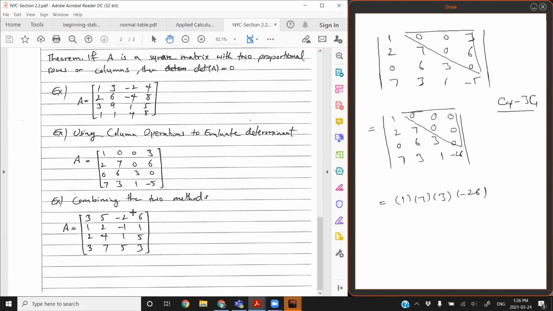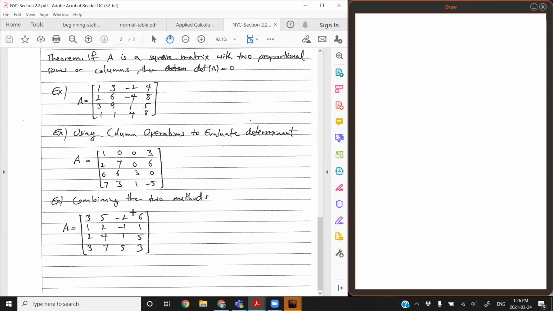The other thing I want to emphasize is that you can also use a combination of both methods, the cofactor expansion method and the row reduction method. Sometimes it makes sense to do a combination. So I'm going to do an example combining the two methods. The matrix is 3, 5, minus 2, 6, 1, 2, minus 1, 1, 2, 4, 1, 5, 3, 7, 5, 3. Since there are no zeros, it would be very difficult to do by cofactor expansion.